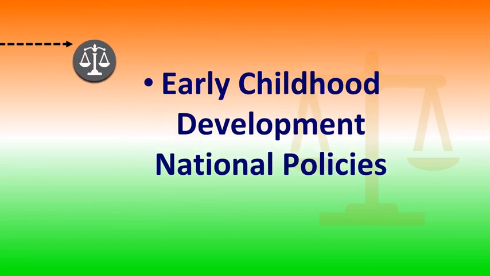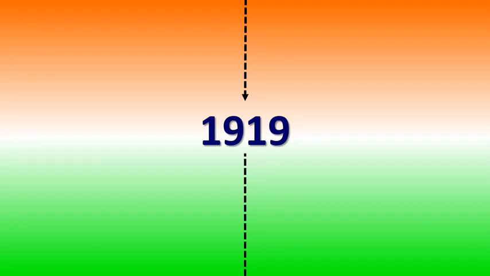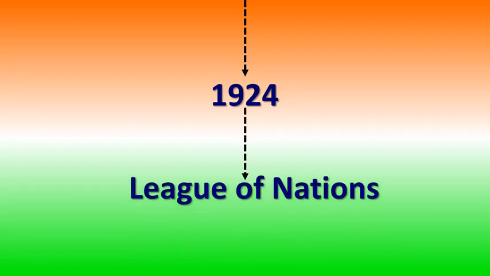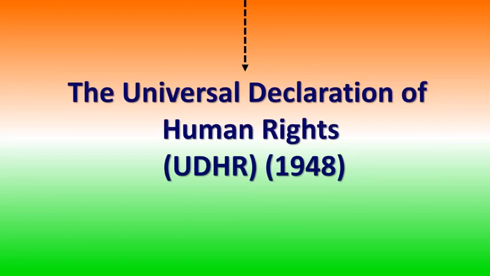Early childhood development and national policies. The newly formed League of Nations (LON) established a Committee on Child Welfare in 1919. In 1924, the LON adopted the Geneva Declaration, a historical document that recognized and affirmed for the first time the existence of rights specific to children and the responsibility of adults towards children, which represents the first global expression of universally protecting fundamental human rights.